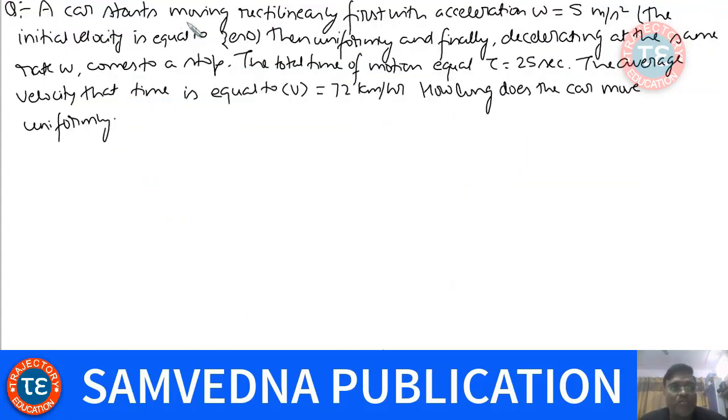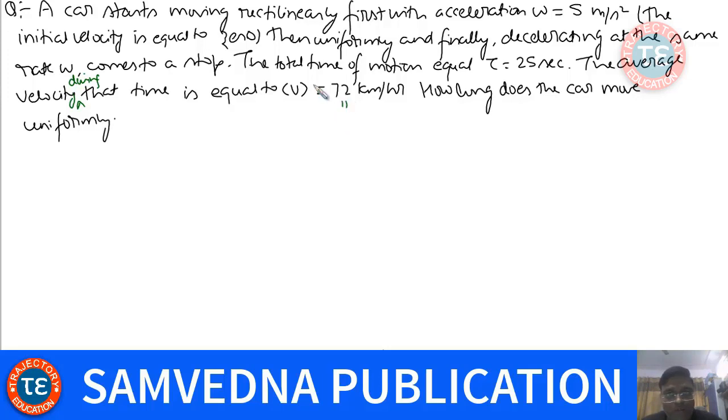So let's move to the next question. A car starts moving rectilinearly, first with acceleration w, 5 meter per second square. The initial velocity is 0, and then it moves uniformly, and finally decelerating at the same rate w, it comes to a stop. The total time of motion is tau. The average velocity during that time is equal to v. How long does the car move?